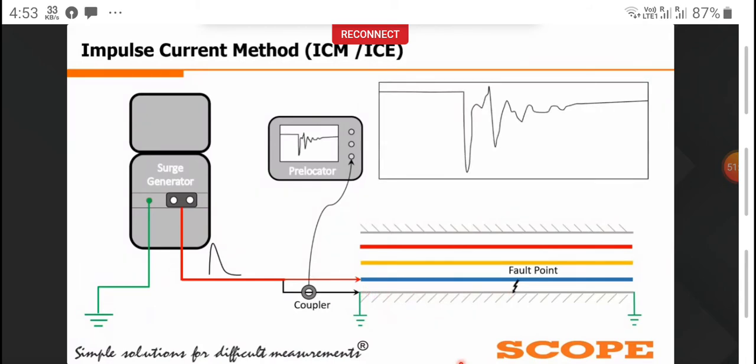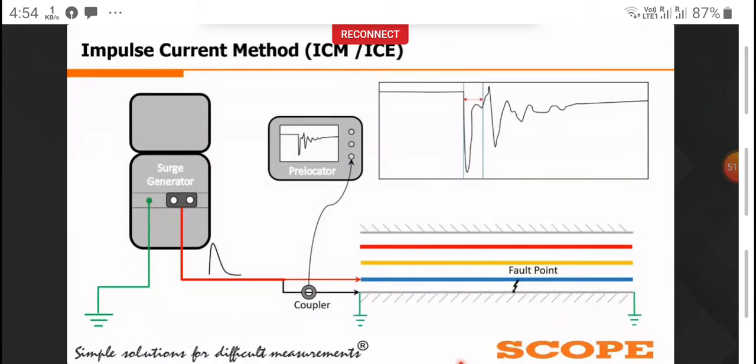This current transient is captured by the coupler, as shown in the figure, and the coupler plots the graph. In the graph you can see that at the first point there is a downward peak. This downward peak reflects the surge generator, meaning the sending end, and there is one hump created at the second point. The hump is due to the flashover of the fault. This type of hump is created in the current transient, and these current transients are plotted in the prelocator.